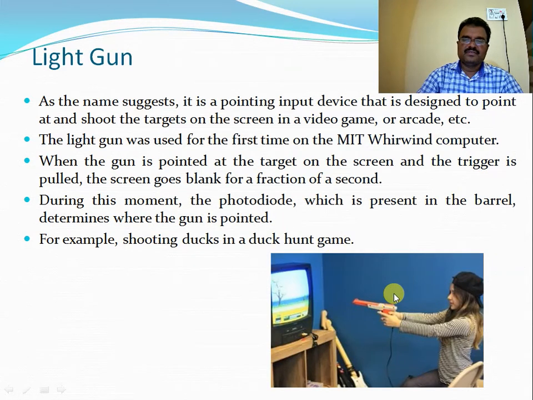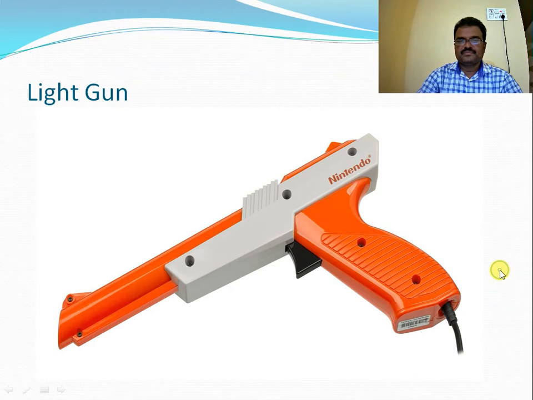So this is a light gun, which can be aimed at the computer screen itself. This end we can connect to the computer, so we can shoot on the computer screen at a particular point. The photodiode helps in detecting the point where the gun is shot at.